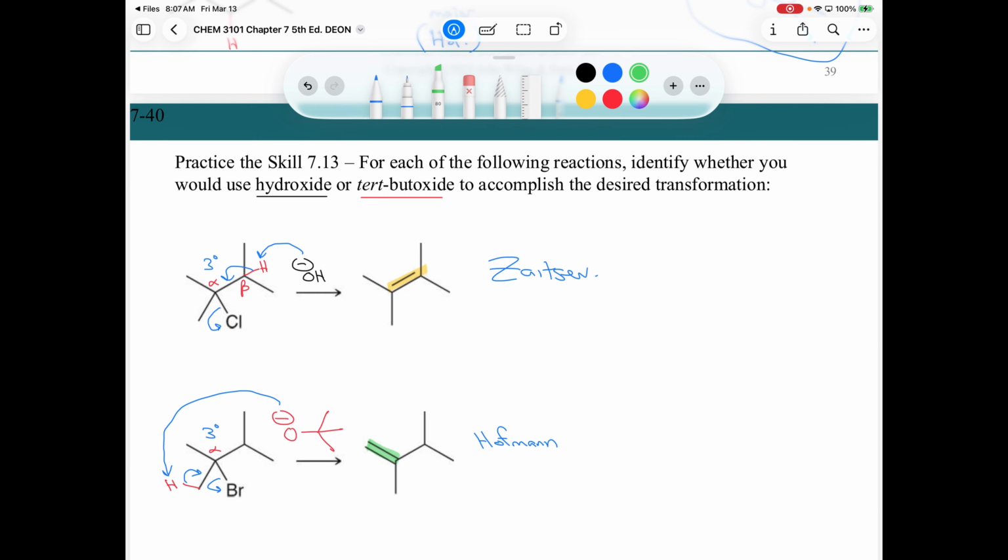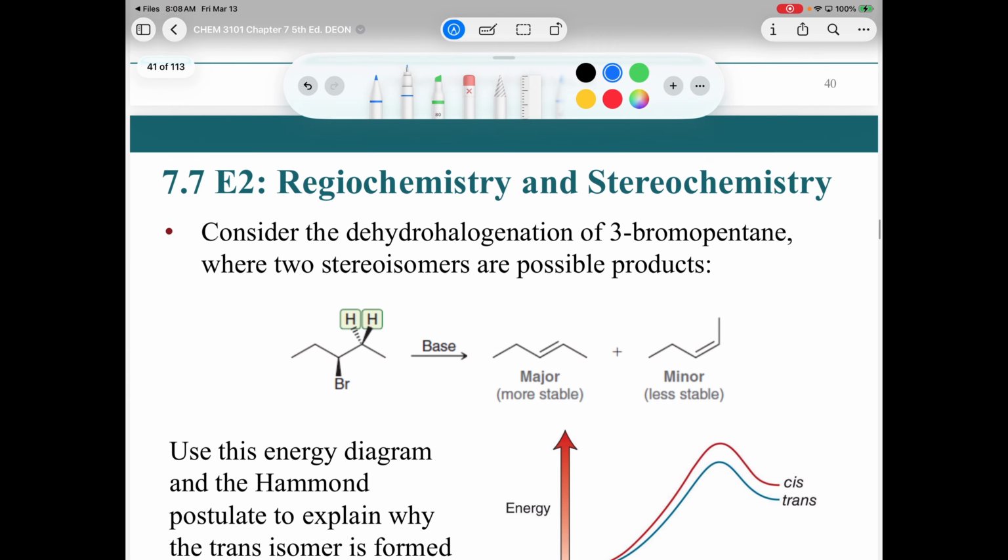But again, what's controlling the formation of this less stable product is the fact that you used a hindered base like t-butoxide. And again, for this one here, triethylamine would work, DBU would work, DBN would work, any of those hindered bases, diisopropylamine, etc. All right, let's move on.